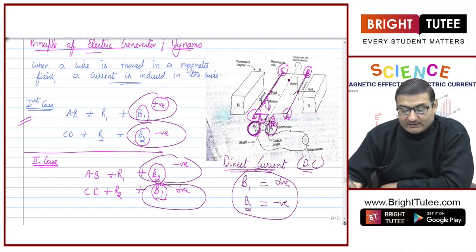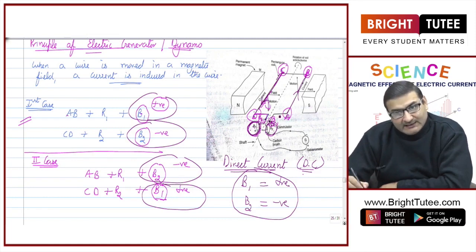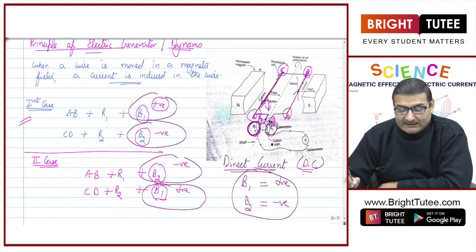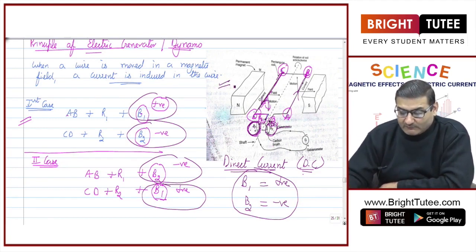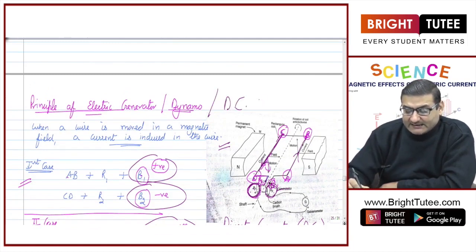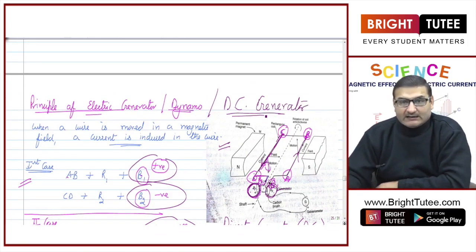So the direction of current was changing in AB, but it was compensated, because when the direction of current was downward, this AB was with B1, but when it got opposite, the side AB also changed its terminal to B2. That is why there was no problem whatsoever, and this is the direct current. And this particular setup in which we just induce direct current is known as DC dynamo or DC generator, or direct current generator.